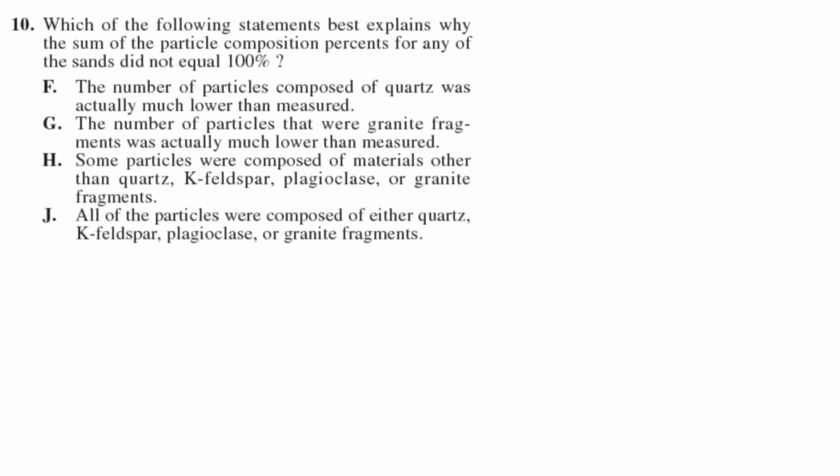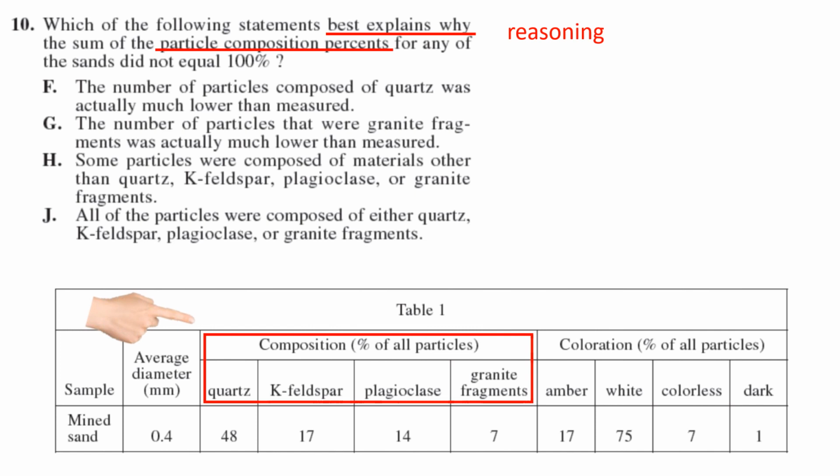Number 10. This is a reasoning question. Which one best explains why the sum of the particle composition percents, that's in table 1, did not equal 100%. So it tells you these are the composition of these 4 types of particles. That means there's some other particle that's not listed, right? They were made up of materials other than the 4 that are listed. So choice H.